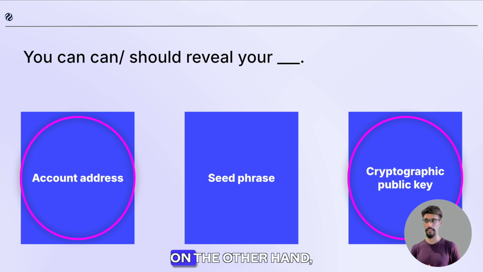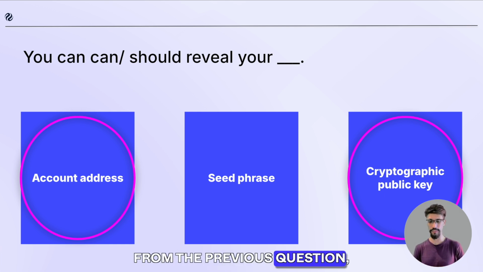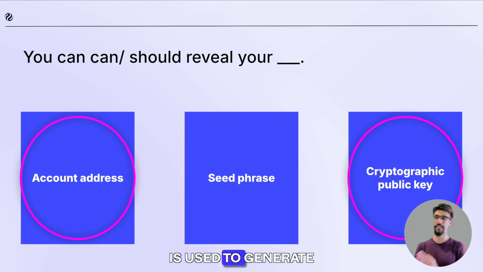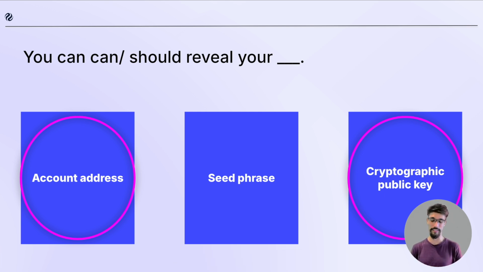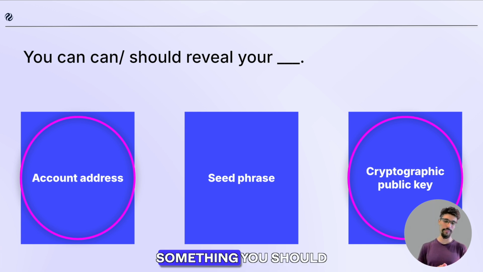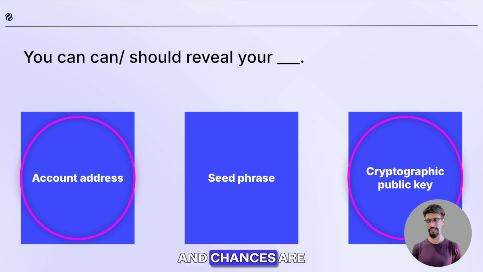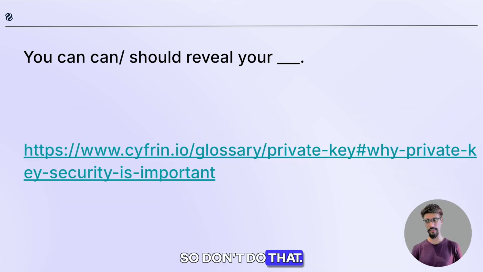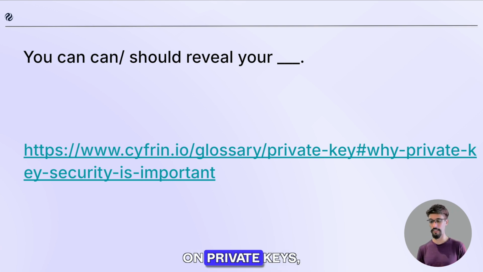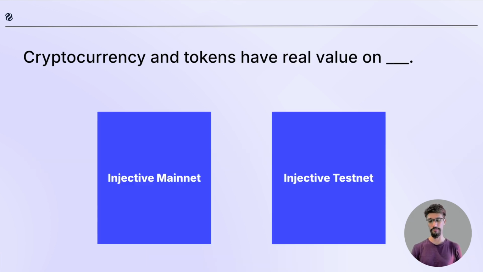The seed phrase, on the other hand, if you recall from the previous question, is used to generate your private key. So if you reveal your seed phrase, you reveal your private key. And that's absolutely something you should not do, right? Because then other people can operate your account as if they were you. And chances are all your funds are going to be stolen within a matter of minutes. So don't do that. To read up more on this, check out Cipherin glossary on private keys, specifically the section on why private key security is important.